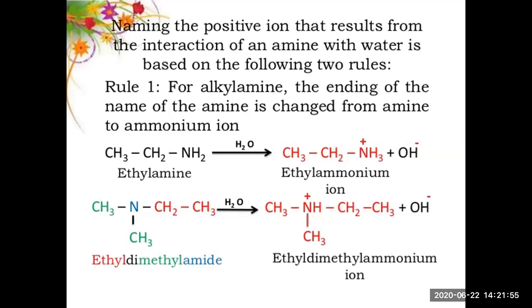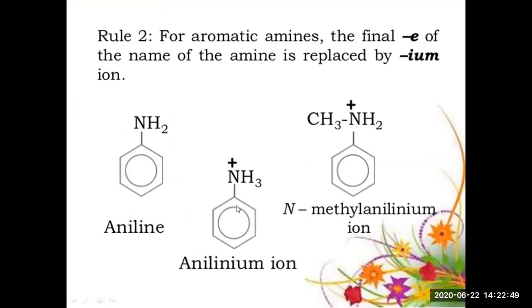Next, naming the positive ion that results from the interaction of an amine with water is based on the following two rules. Rule 1: for alkylamines, the ending of the name of the amine is changed from amine to ammonium ion. Ethylamine becomes ethylammonium ion. Ethyldimethylamine becomes ethyldimethylammonium ion. So all these chemical reactions are just shifting of ions and production of negative hydroxide ions. That's why the name changes, because of the presence of the ions. These are just the nomenclature due to the change in ionization of these compounds, especially with the action of water. Rule 2.